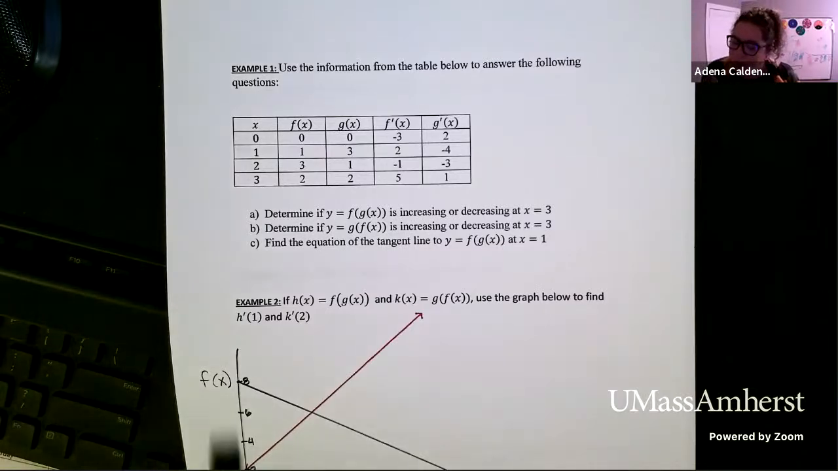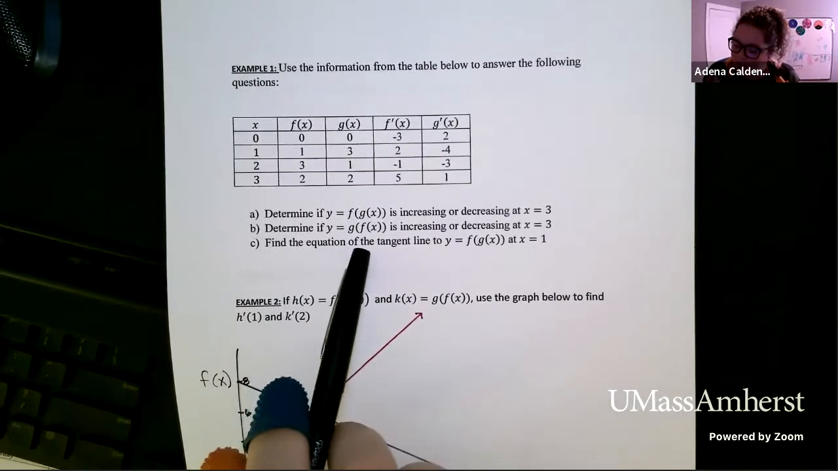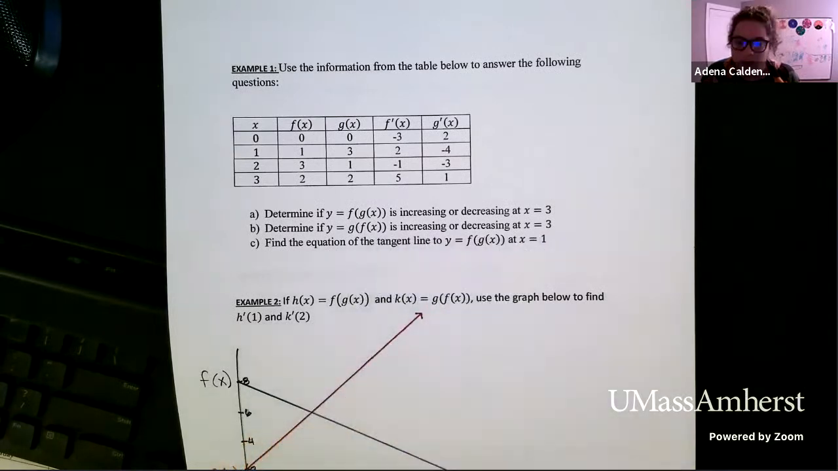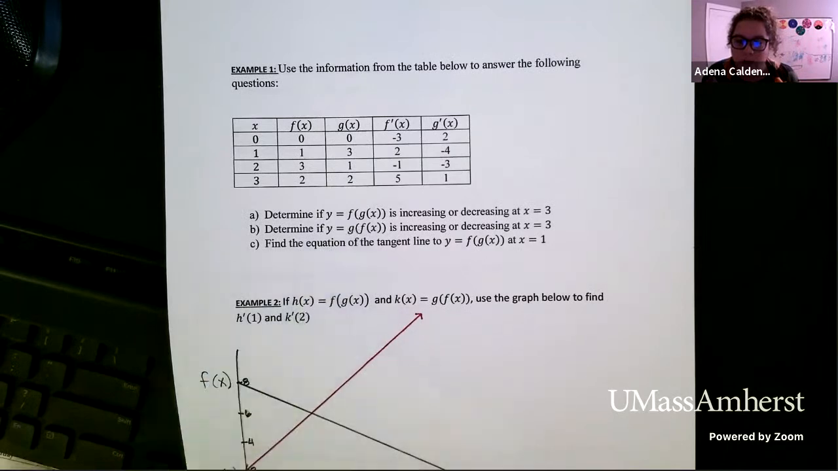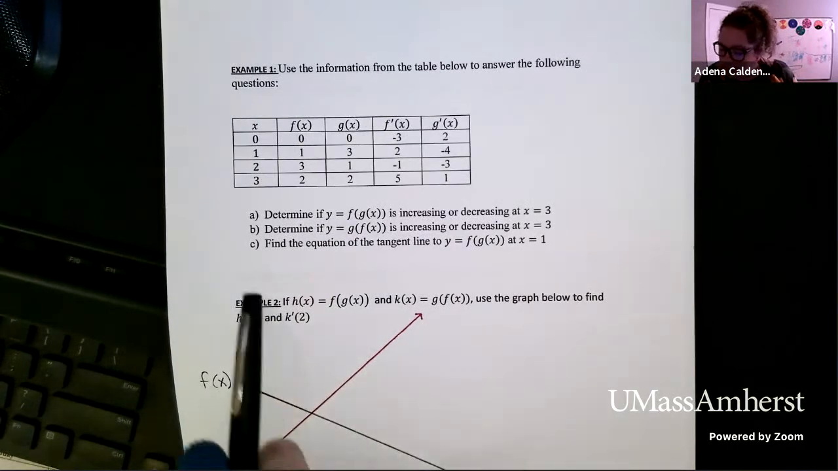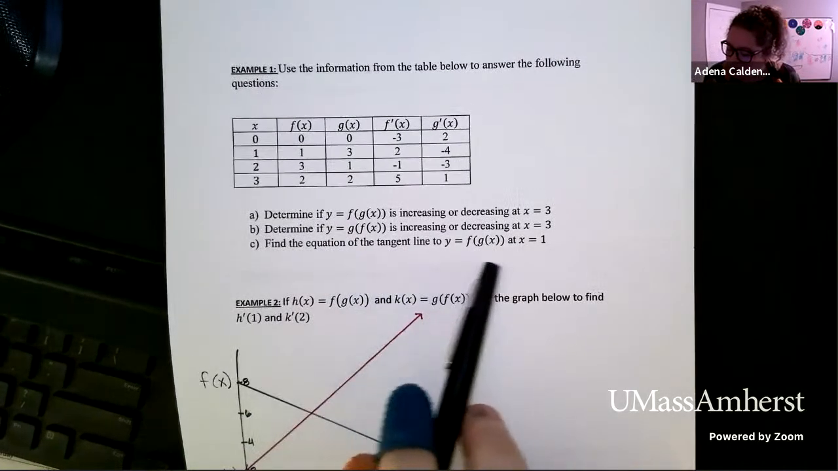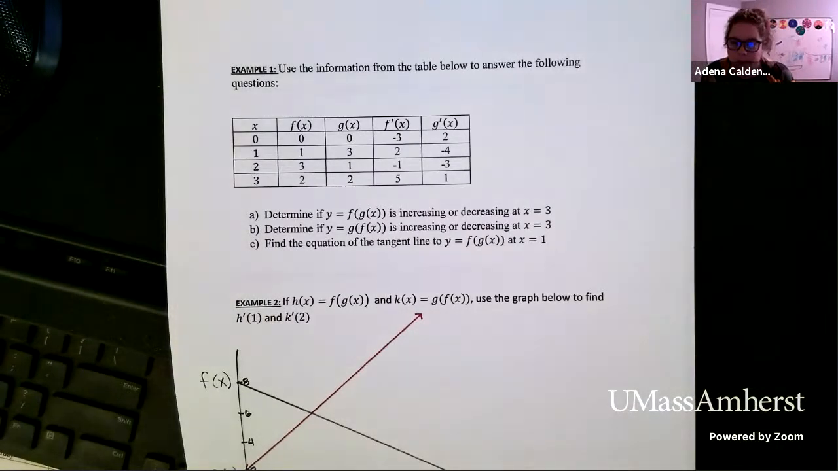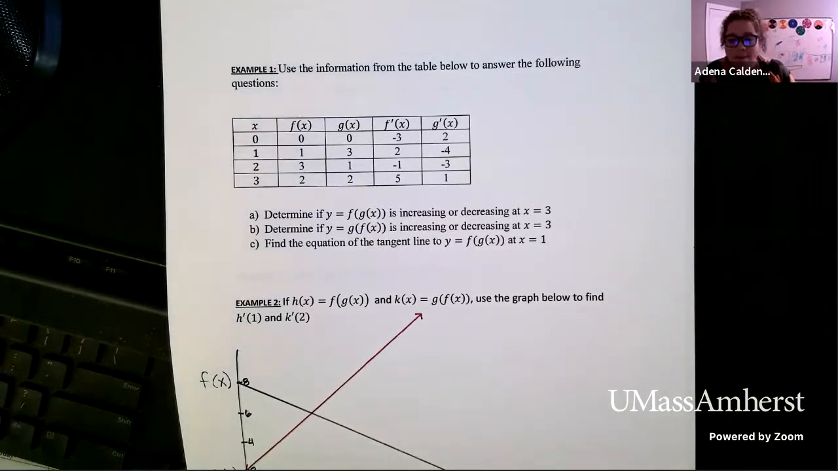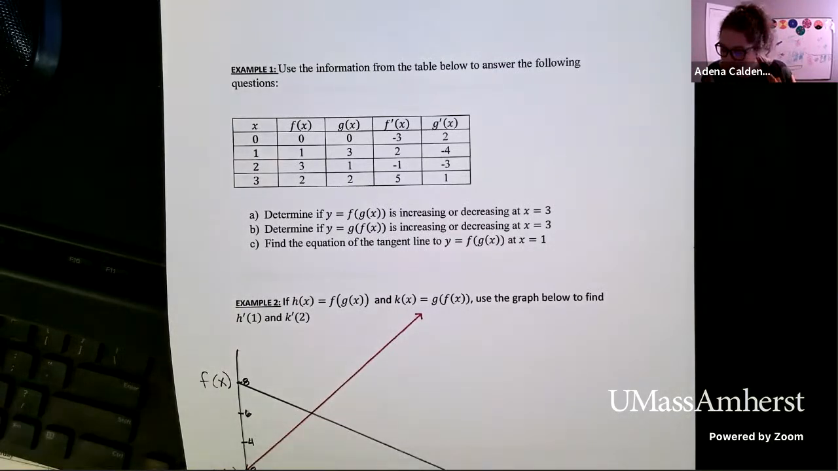Okay. Part B, we want to determine if y equals g of f of x is increasing or decreasing. Notice that the composition is different. This is f of g of x, this is g of f of x, and we'll talk about that in a minute. And part C is to find the equation of the tangent line to this function at x equals 1. Okay, so this is not super easy.